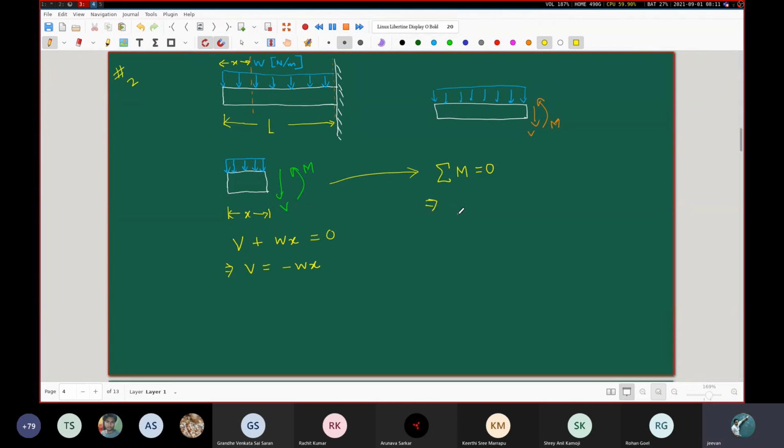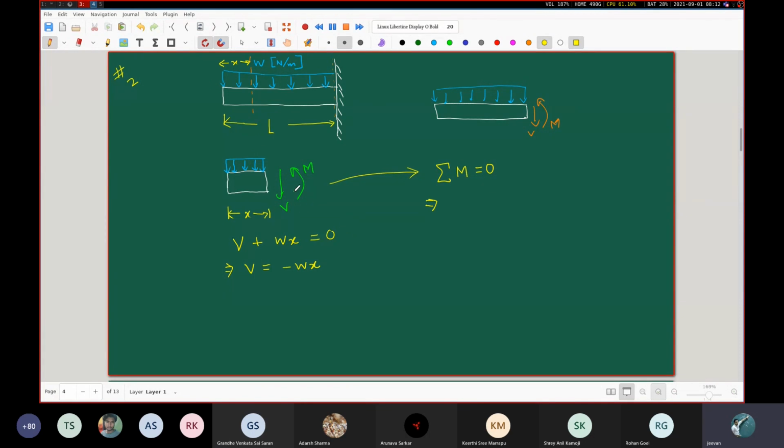Tell me what should be the contribution from this blue part. Wx square by 2. Why is it Wx square by 2? Sorry, W and not omega. So Wx is the force and the... Right. So the people who are saying this, are you from the autumn semester or are you from the spring semester? Spring semester.